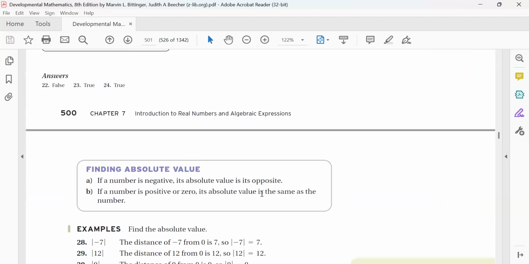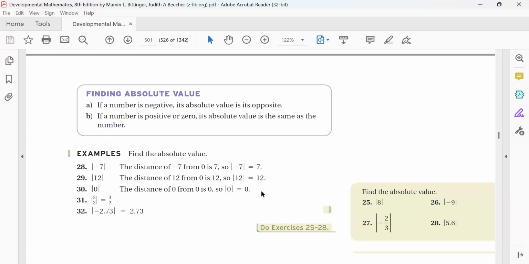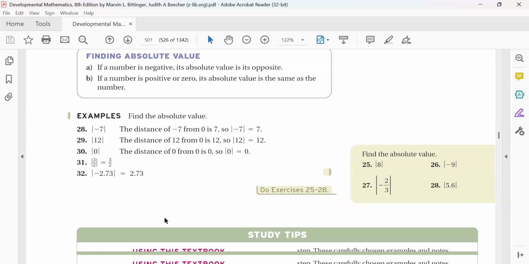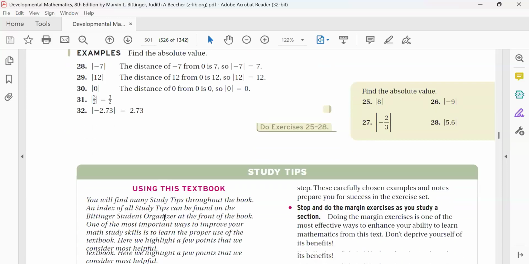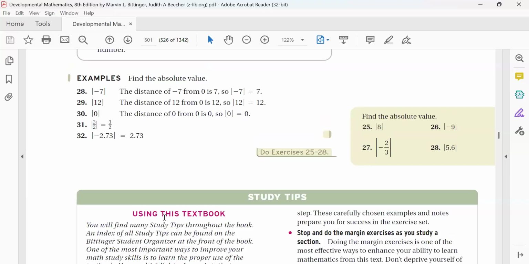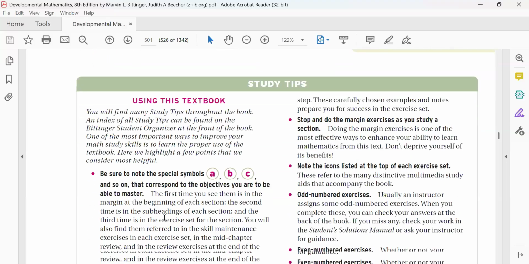Let's go down and see what we have here. Finding the absolute value. This statement is important because it says that if the number is negative, its absolute value will be its opposite. If the number is 0 or positive, the absolute value is going to be the same number as it is. We can see some of the numbers here in examples 28, 29, 30, 31, 32. There are also questions I would like you guys to take a look at and do. Find the absolute value of all of these numbers. So that's an easy way of doing that.